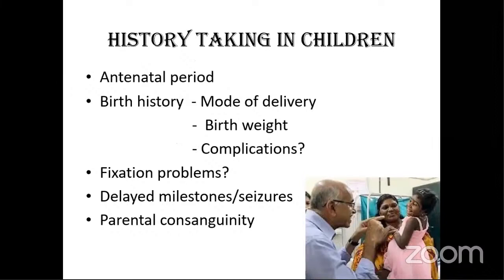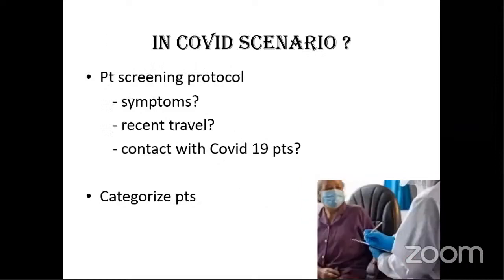And history taking in children is very difficult, especially under 5-year age group. And always make sure the mother is there with the child. And you have to ask about antenatal history. In birth history, it is very important to ask about the perinatal asphyxia, because perinatal asphyxia or infection can lead on to cerebral visual impairment. And you have to ask about the history of fixation problems, delayed milestone, and consanguinity is very important, especially in autosomal recessive conditions. And this is the era of COVID.